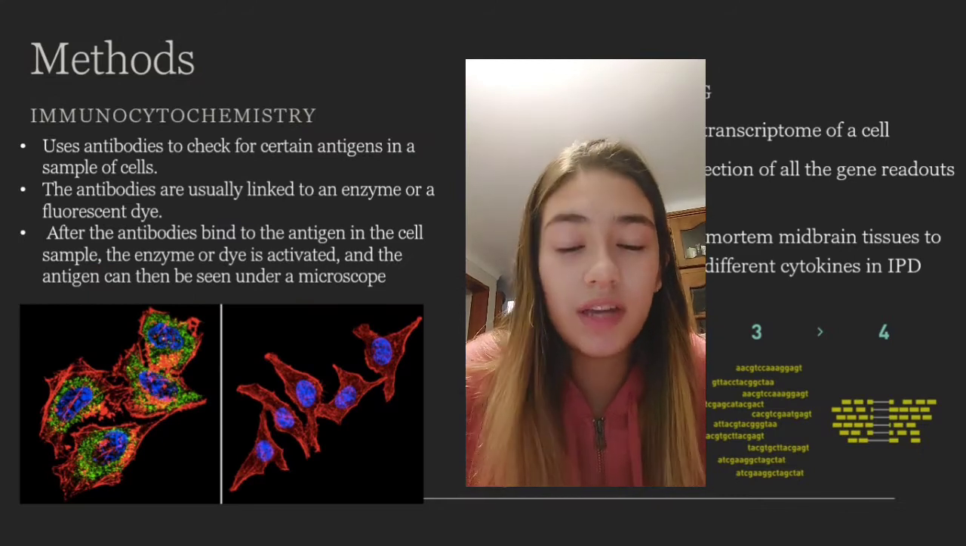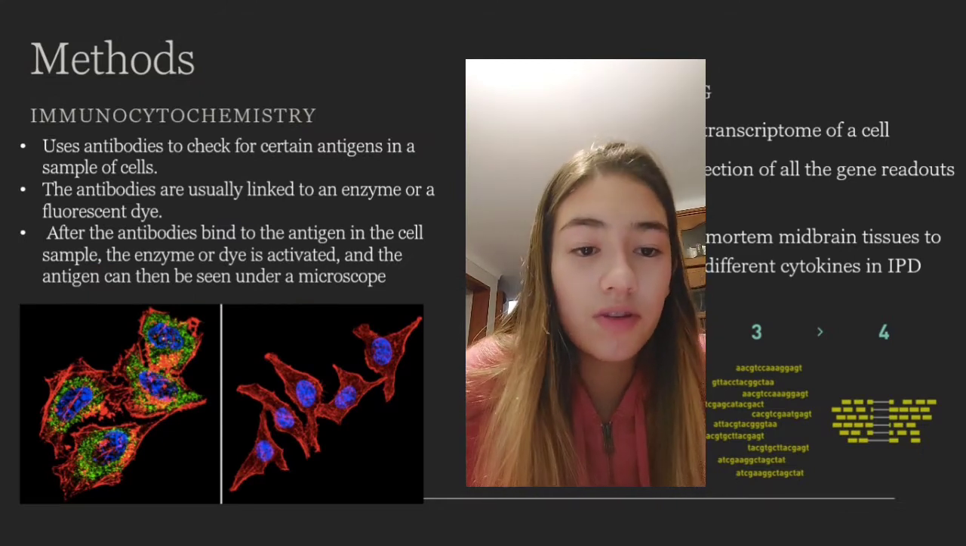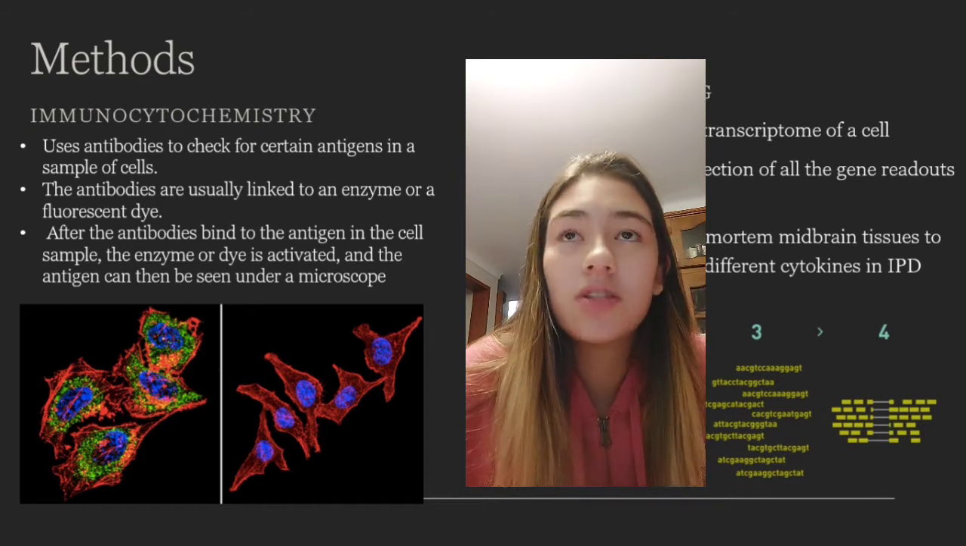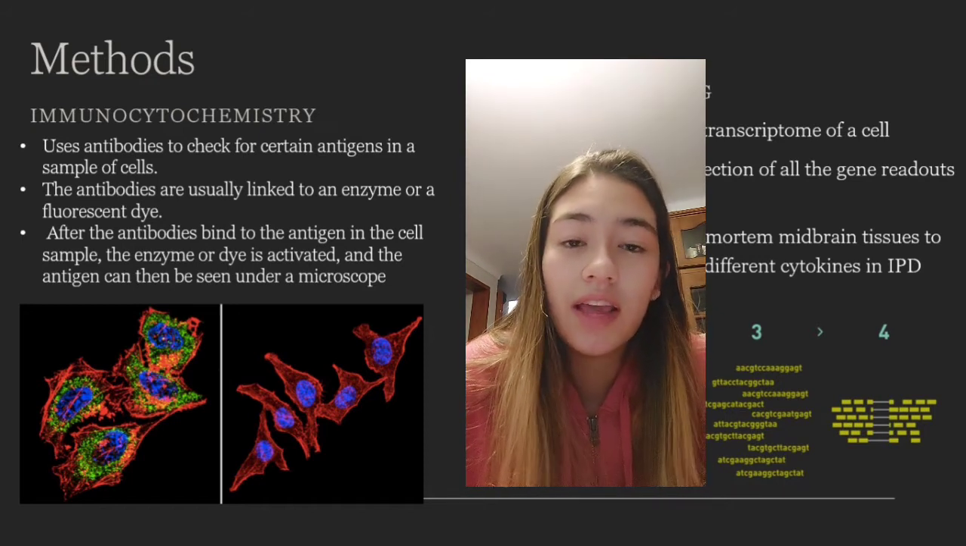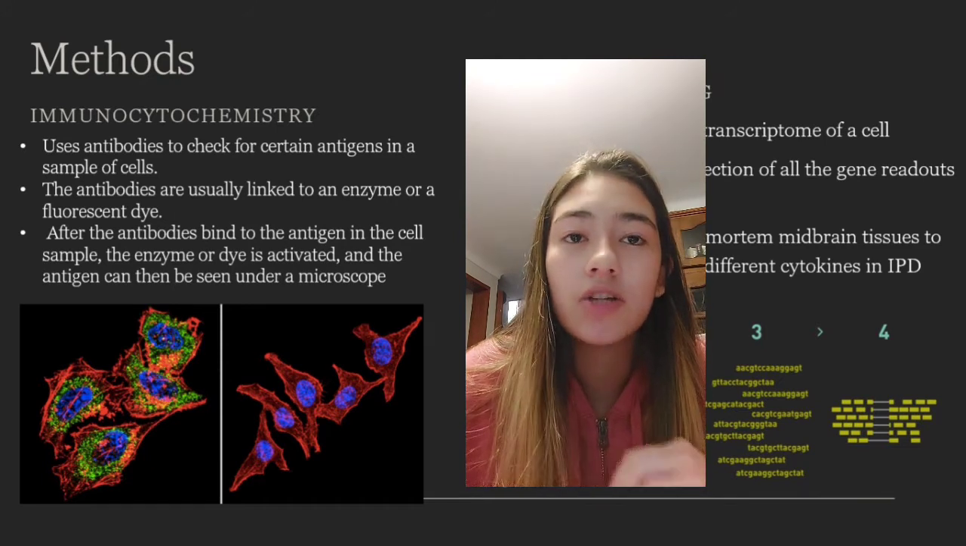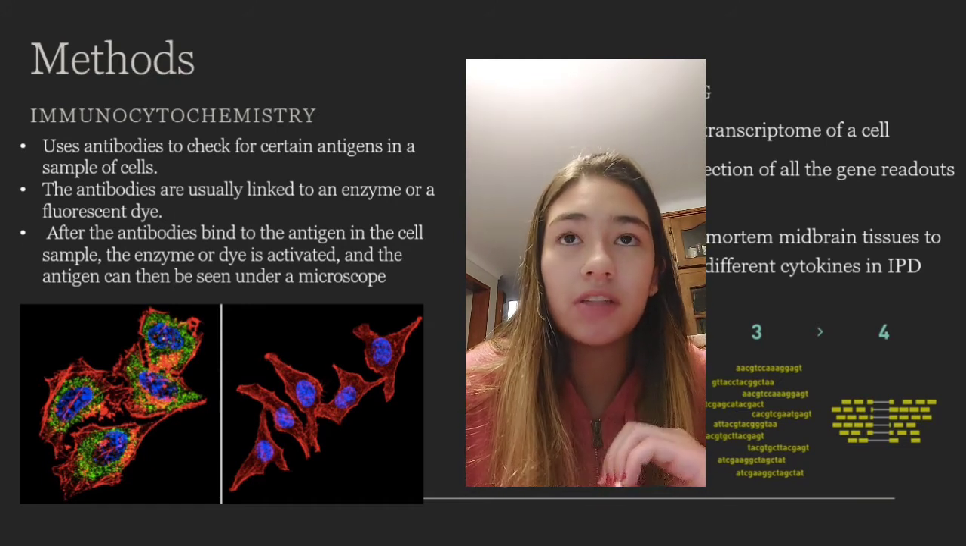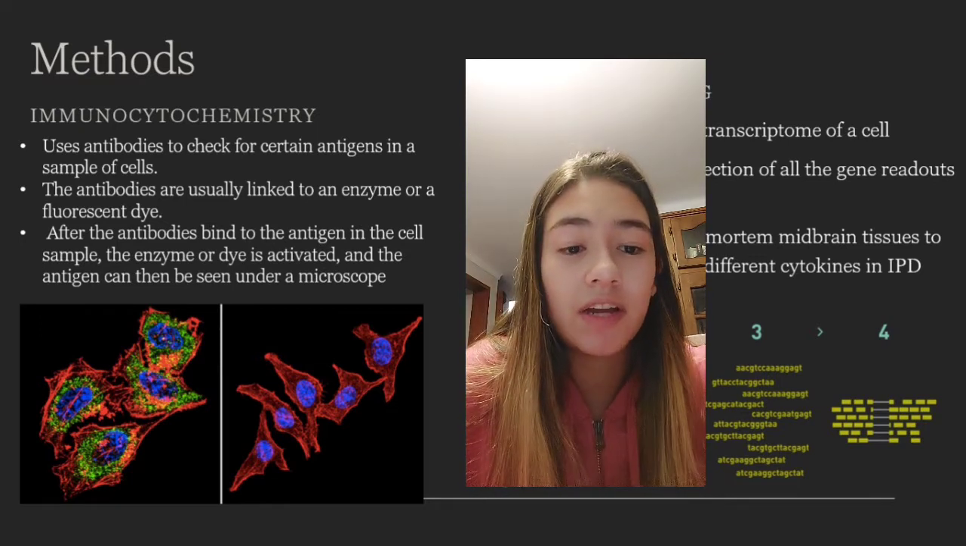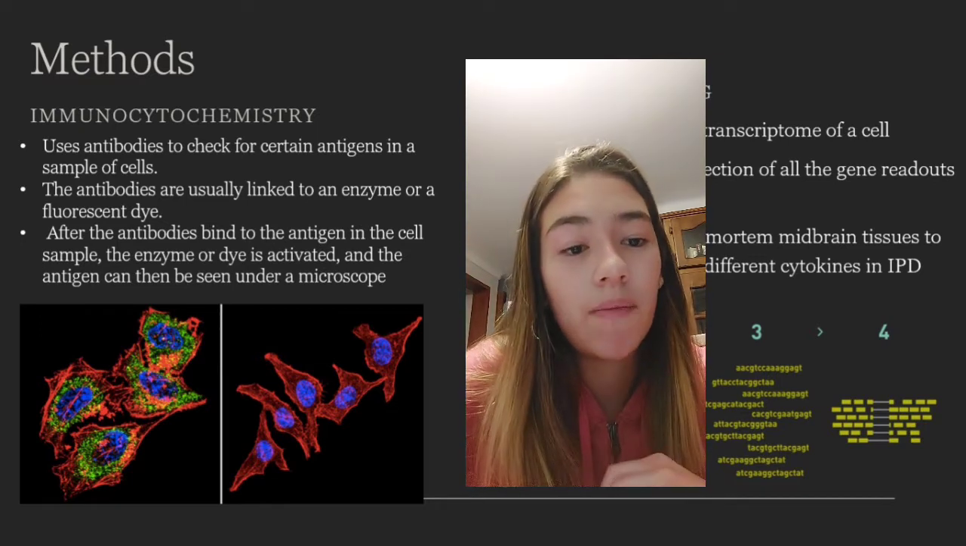Another method was immunocytochemistry, which uses antibodies to check for certain antigens in a sample of cells. These antibodies are usually linked to an enzyme or a dye. So after the antibodies bind to the antigen in the cell sample, this enzyme or dye is activated and the antigen can be seen under a microscope.